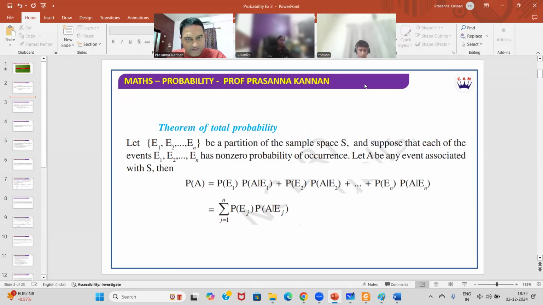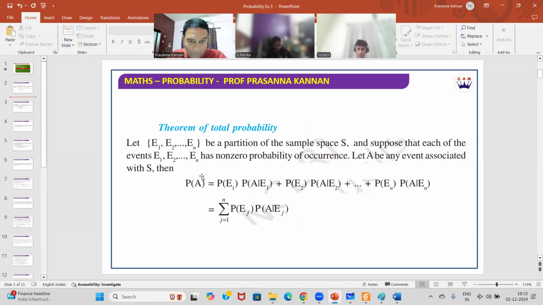So this is what we call the theorem on total probability. The idea is like this. Let E1, E2, E3, up to En be a partition of the sample space S, and suppose that each of the events E1, E2, En has non-zero probability. Let A be any event associated with S.